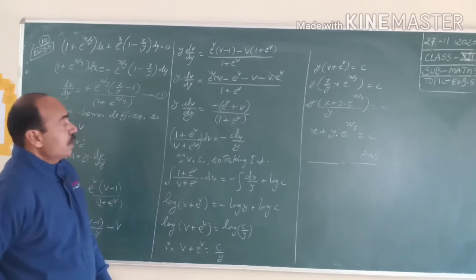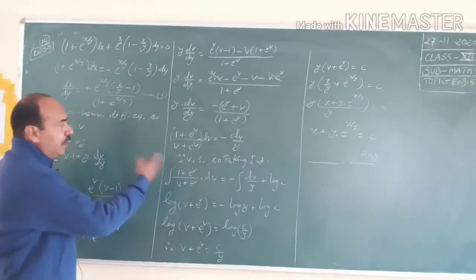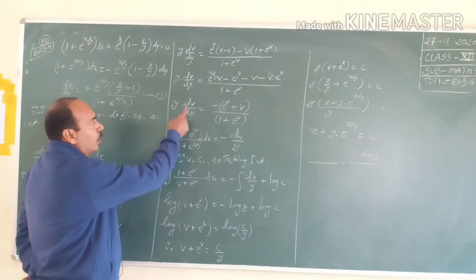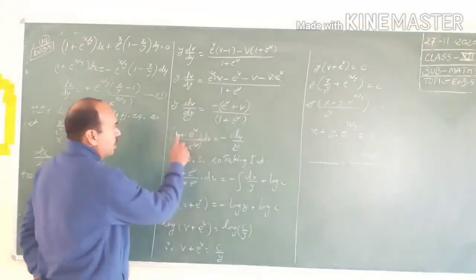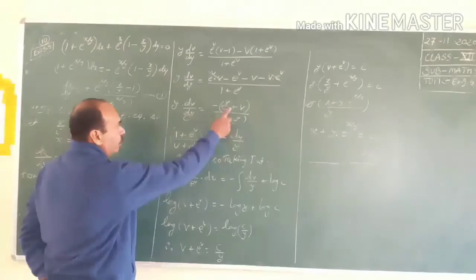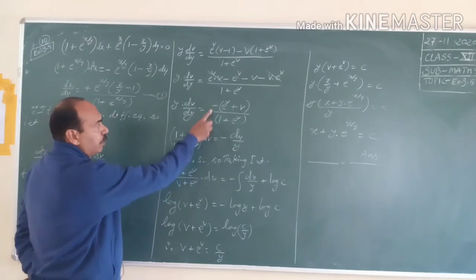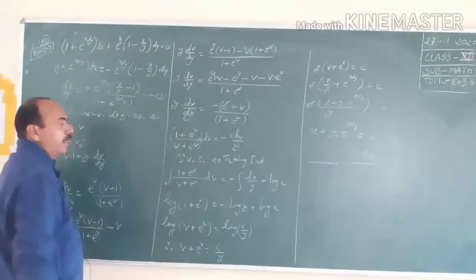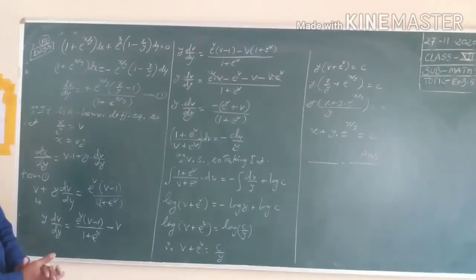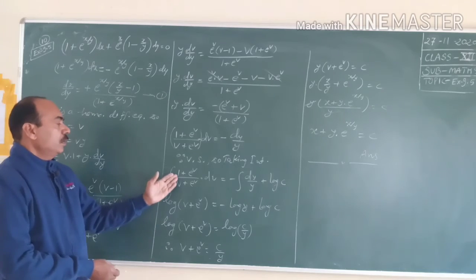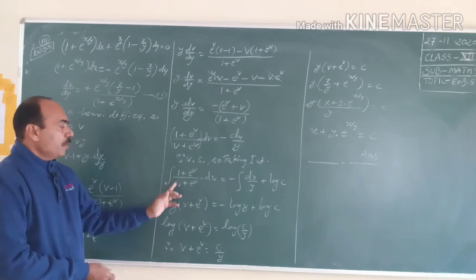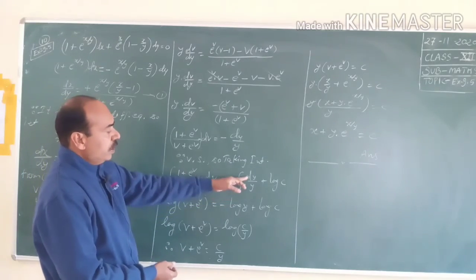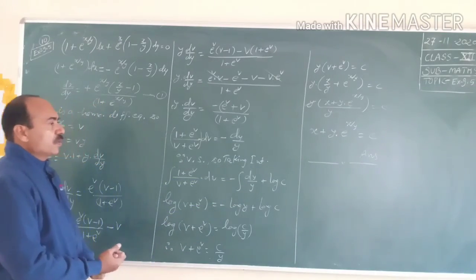Now separate the variables, so v transfers into the left side and y transfers into the right side. So only dv remaining here, 1 plus e to the power v divided by v plus e to the power v, and minus sign as it is, dy upon y. Since the variables are separated, taking integral on both sides. So integral of 1 plus e to the power v upon v plus e to the power v dv, and that side minus sign as it is, integral dy upon y plus some constant c.